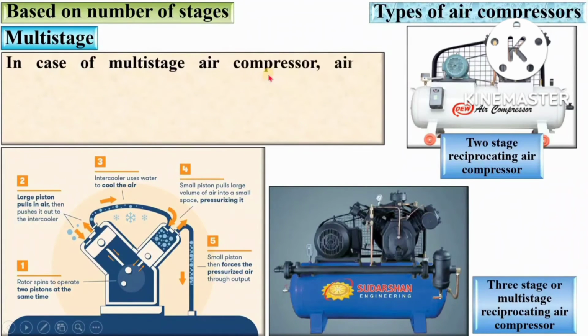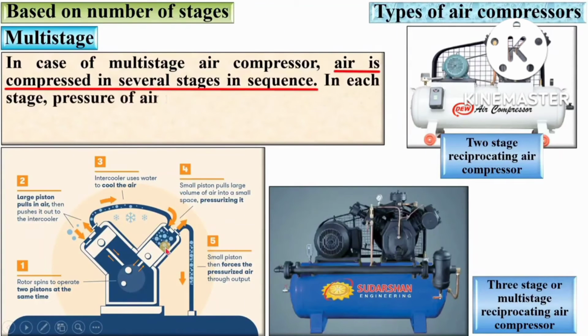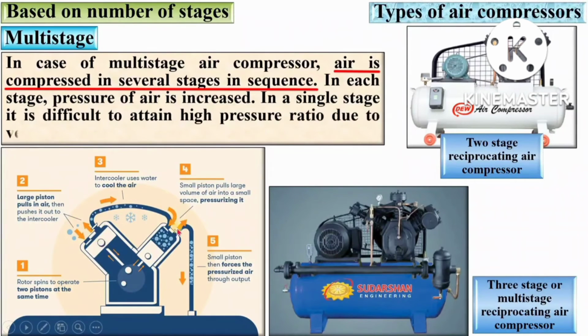In case of multi-stage air compressor, air is compressed in several stages in sequence. Here you can see first it is compressed here, then once again it is compressed over here. That's why it is called a two-stage air compressor. In each stage, pressure of air is increased. In a single stage, it is very difficult to attain high pressure ratio due to the very large size of the cylinder, so multi-stage air compressor is preferred at that time.